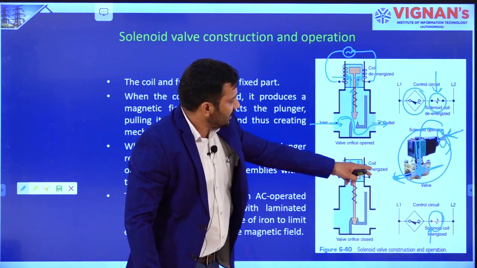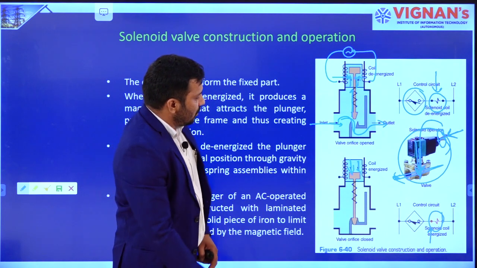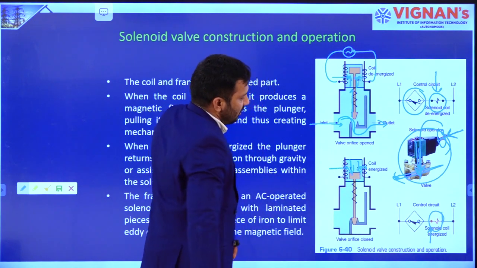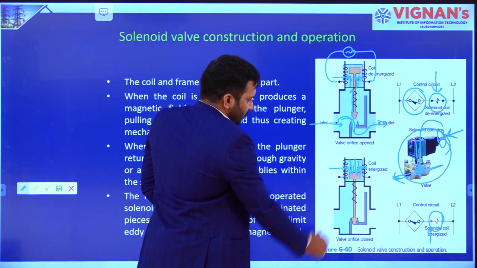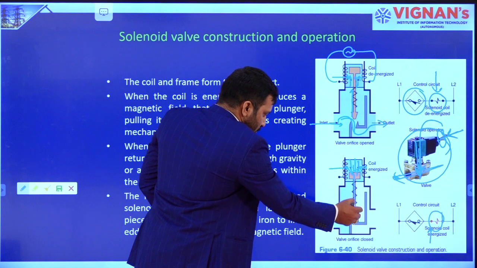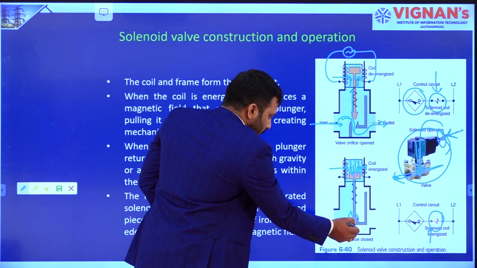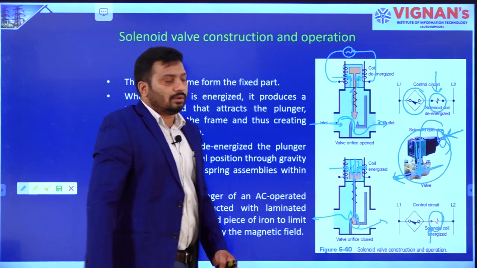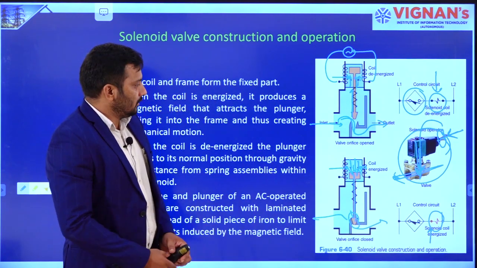Once it is energized, what will happen? Due to this magnetic field, a force is going to act like this. This stem is going to move like this. Then it is going to close the valve. Then there is no flow across this particular path, right.